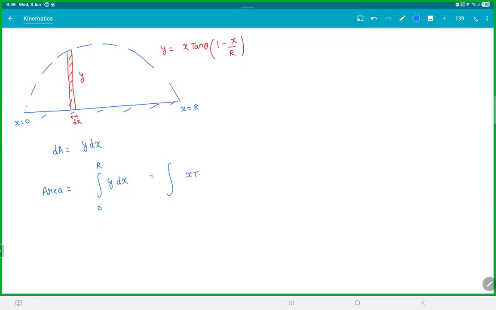This would be integral of x tan theta dx minus x square tan theta by r dx. That gives x dx as r square by 2 tan theta. This would be r cube by 3, so r square by 3 tan theta. So we get r square by 6 tan theta. There, that's your area as a function of r.